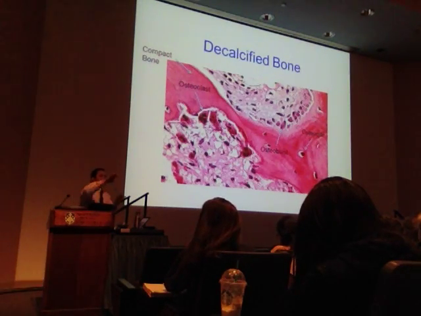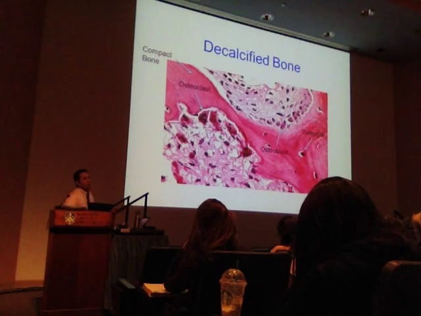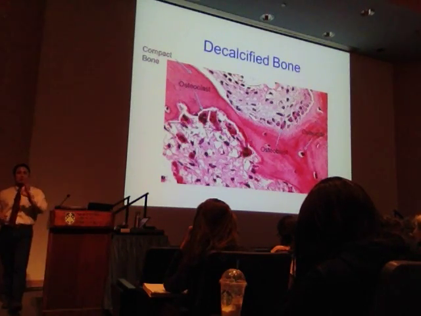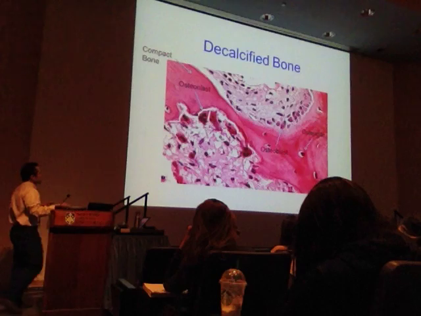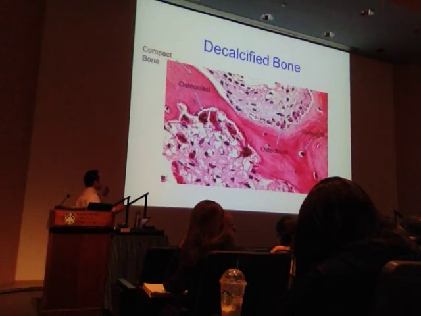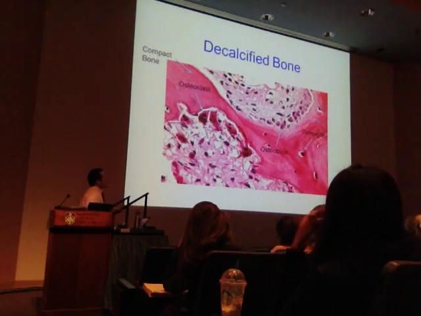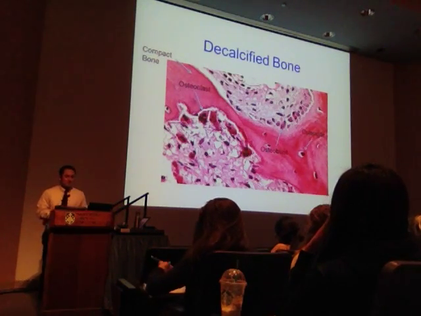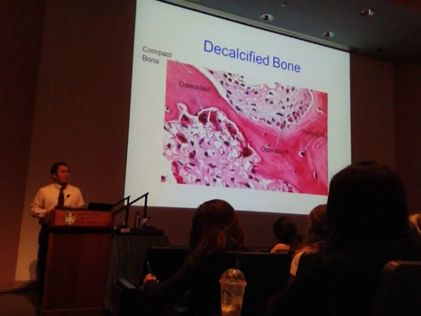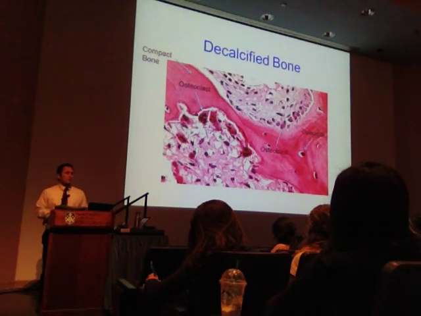That allows us to make these sections very, very thin, and now we get to see cells. And the cells that we see are threefold, three different types of cells in bone. First off, we have our osteoblast. This is our osteoblast. Okay? Osteoblast is a bone-building cell. The way I remember that is BB, osteoblast, bone building.